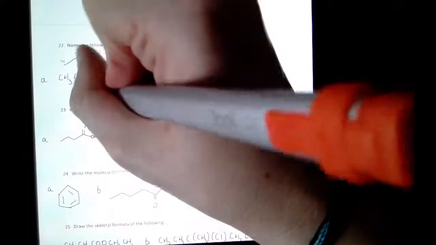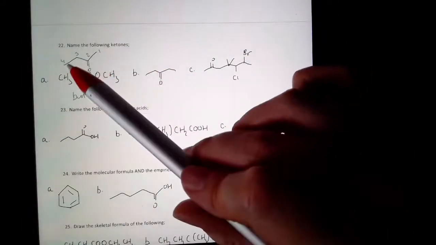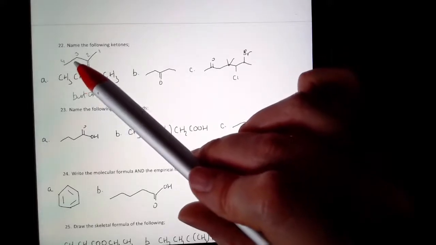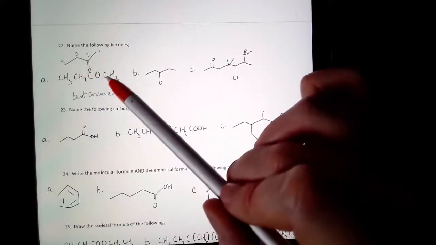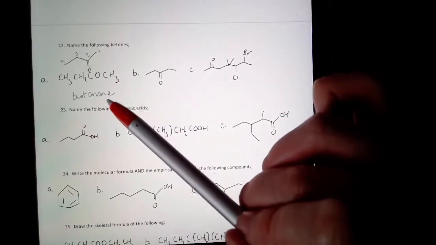butanone. Again, in this case, I don't actually need the number, because if I were to move it to carbon 3, then I would number from left to right, and it would be carbon 2. If I put it on carbon 1 or 4, then it wouldn't be a ketone at all, it would be an aldehyde, so I don't need to have the number.